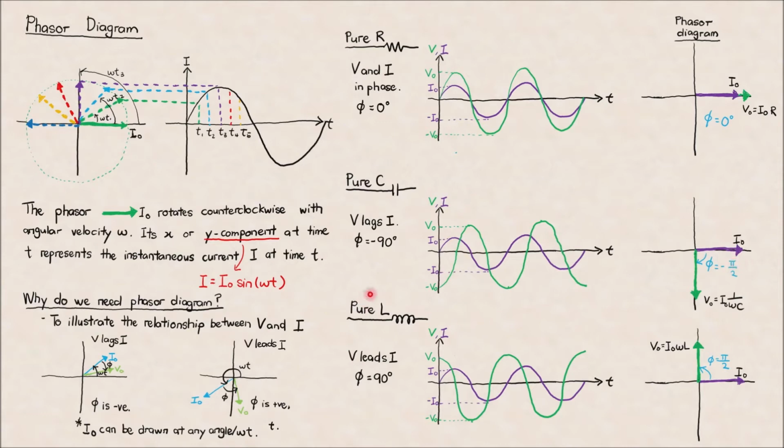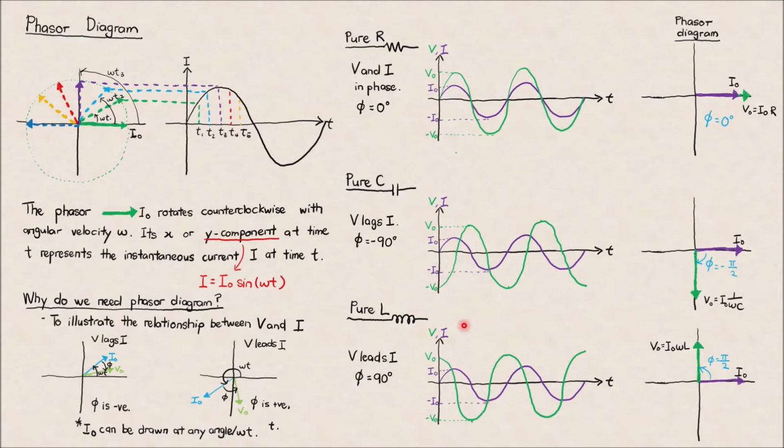Okay, so for the pure L circuit, where you connect an inductor to an AC circuit, you see that V leads I by 90 degrees. Why do we say so? We see that the peak for V0 happens earlier, at t equal to 0, compared to the peak for I0, which happens later than t equals 0. Since V0 happens earlier than I0, V is leading I. And we know from here that it's 90 degrees.